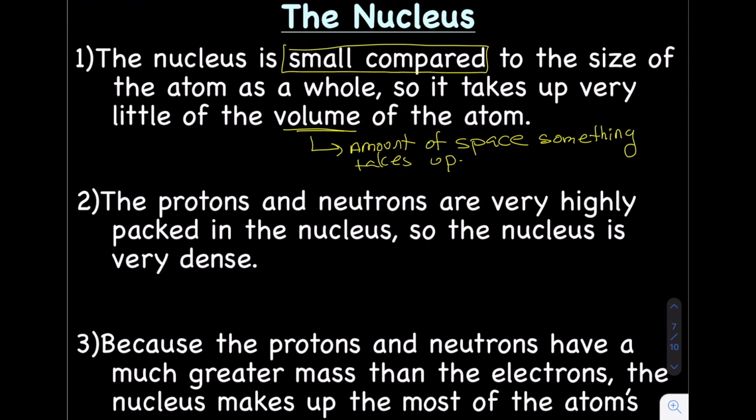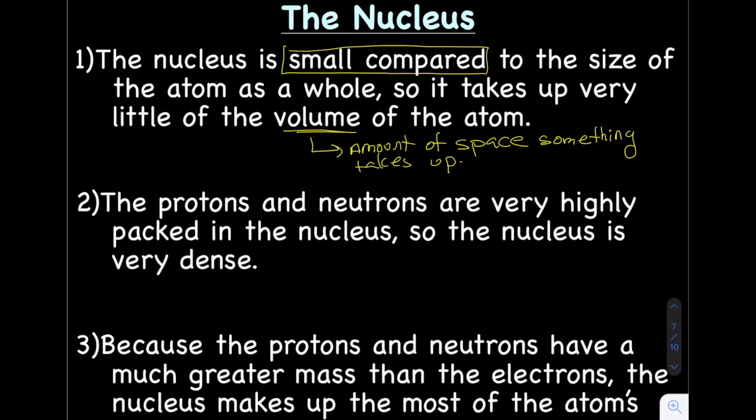So the nucleus is really small compared to the size of the atom as a whole, so it takes up little of the volume of the atom. Remember which subatomic particles are in the atom. We have the protons and the neutrons. And remember that the protons and the neutrons were both pretty big, right? And they're in the really small nucleus, which means they're smushed in there. They're densely packed. They're really smushed in there. So the nucleus is very dense.